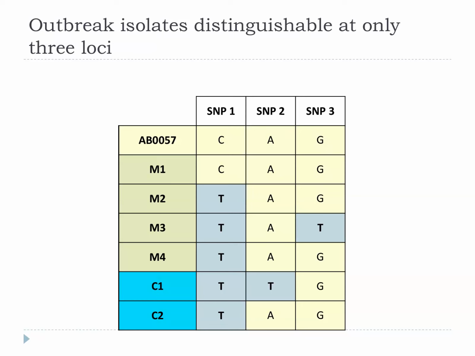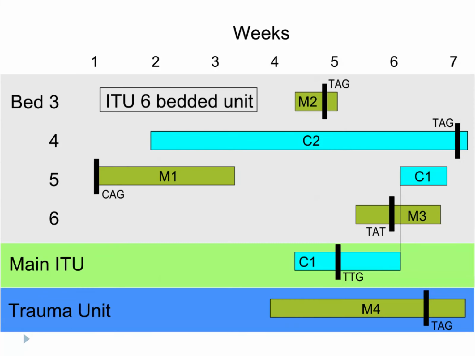Now when you look at that you sort of think, well, doesn't really make much sense, can't really draw any conclusions from that. But when we overlaid that onto the time and space aspects of this outbreak, this is what we saw. So we saw these patients in an intensive care unit, 6-bedded unit, and we had 1 out in the main ITU and then 1 in the trauma unit, completely separate.